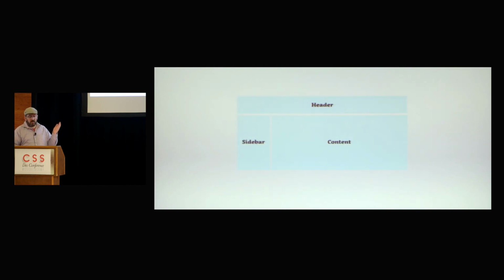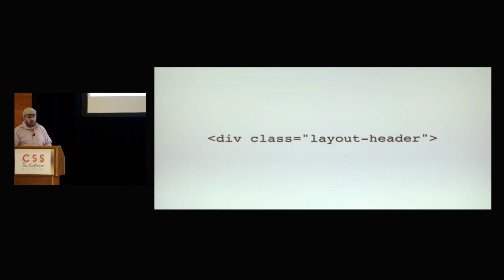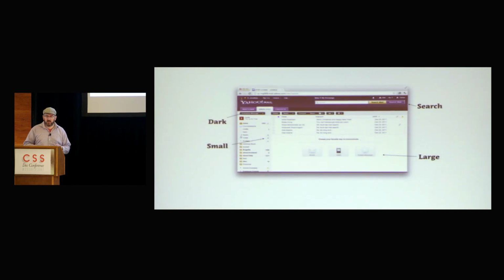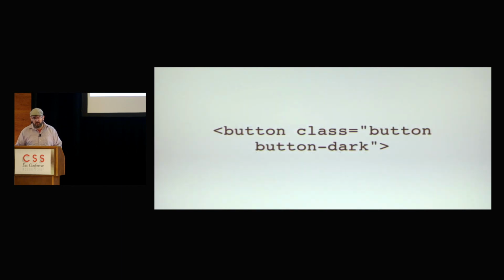So Yahoo Mail was one of the projects that I worked on. It has a header, has a sidebar, has content, right? So those are our layout containers. And then we just describe that. So layout header, using a naming convention that allows us to identify what these things are. Same thing with the modules. We just want to identify the individual pieces in our design, so whether they're tabs, buttons, list views, things like that. If we have variations, so if we have something that looks slightly different, we have the core thing, the button, and then we're going to declare the variations, in this case, button dark.